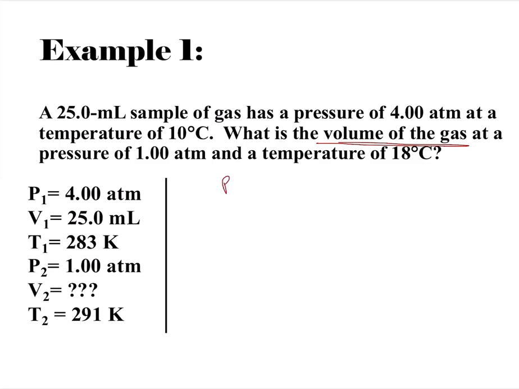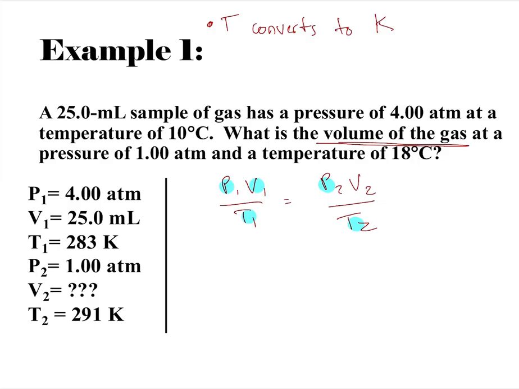So we start by writing our equation, P1V1 over T1 equals P2V2 over T2. I'll highlight the values that we know. We're given all of the initial values, right? And then we're given the final pressure and the final temperature. And what do we have to do with the temperature here? Yep, temperature converts to Kelvin. We're in degrees Celsius right here.